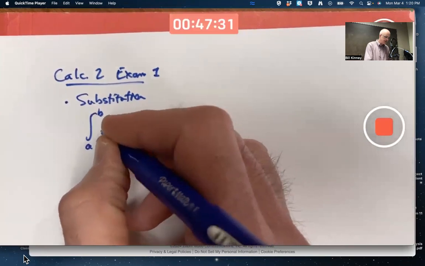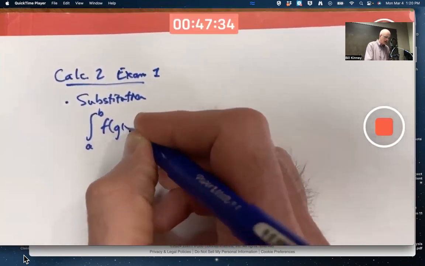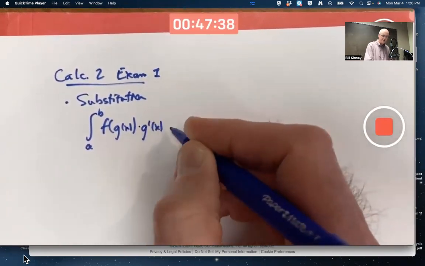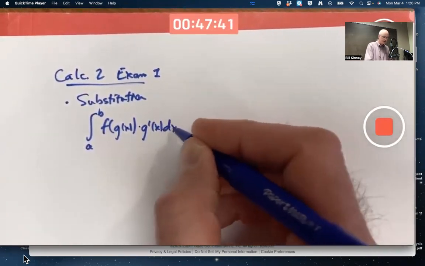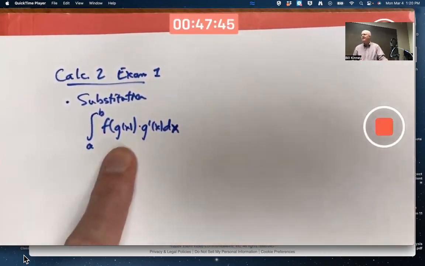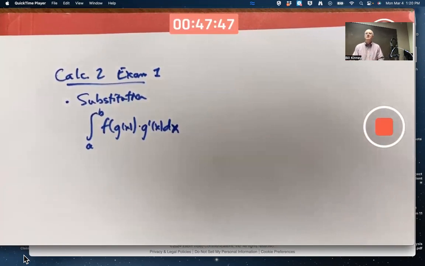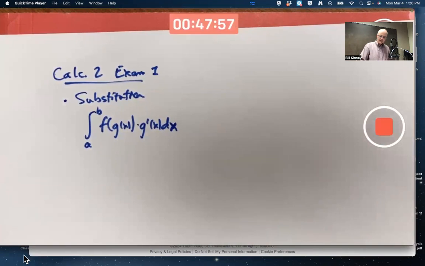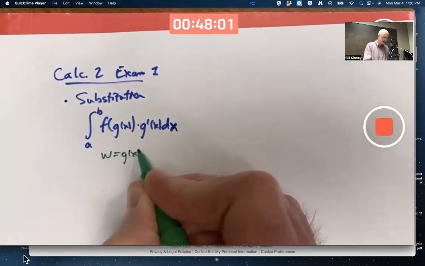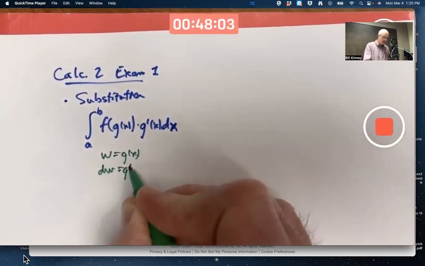In general, you use substitution when you're integrating the product of two functions, one of which is a composition, and the other of which is the derivative of the inside function. Sometimes it's some modification of this a little bit that might involve a constant that's being multiplied. But this is the essence of the situation where you use substitution. What substitution? You'd let w be g of x. And then dw would be g prime of x dx.